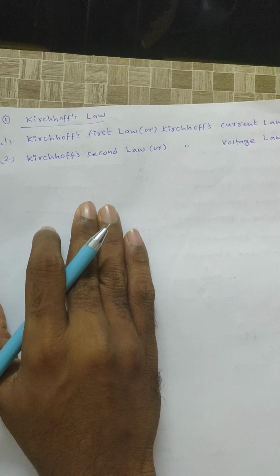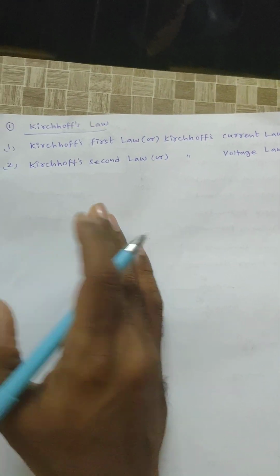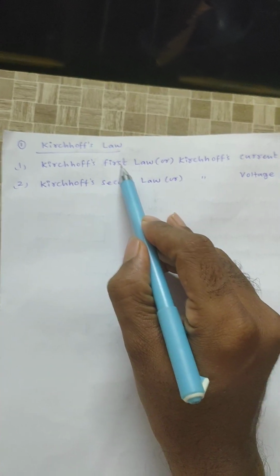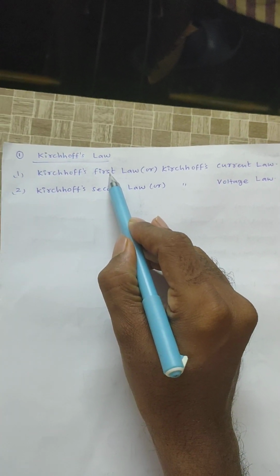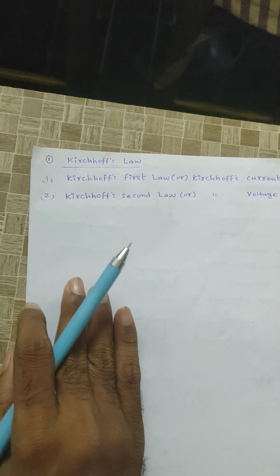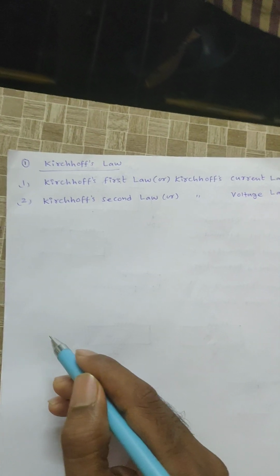Good evening all. Now we will discuss Kirchhoff's laws. Kirchhoff's laws are classified into two types. The first one is Kirchhoff's first law, or Kirchhoff's current law. The second one is Kirchhoff's second law, or Kirchhoff's voltage law. Now we will discuss Kirchhoff's first law.